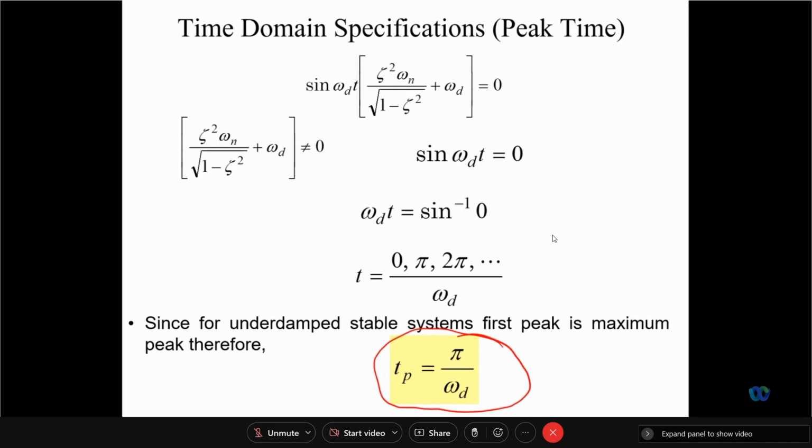Yes, sir. This zero should not be there, no, sir. At zero, it will be zero.